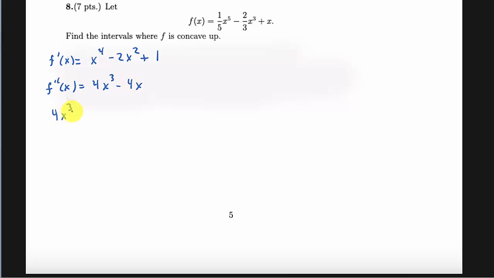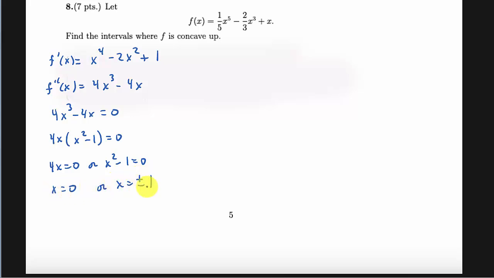So we've got 4x cubed minus 4x equals 0. 4x times x squared minus 1 equals 0. So 4x equals 0, or x squared minus 1 equals 0. So x equals 0, or x is plus or minus 1. So we're going to plot these numbers on the number line.